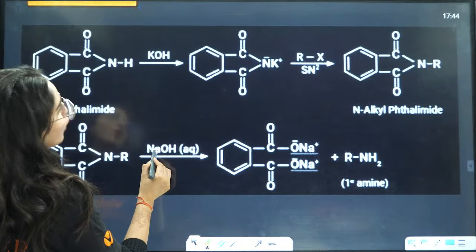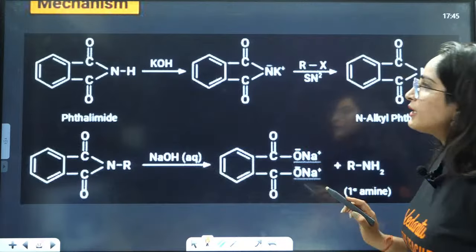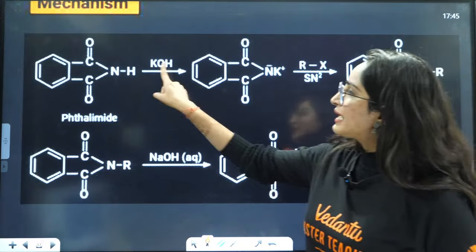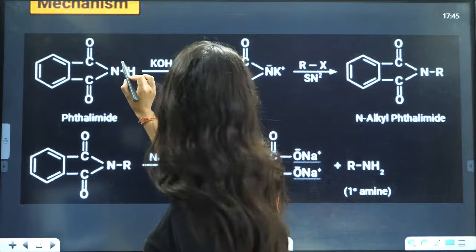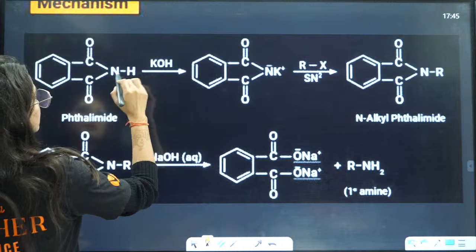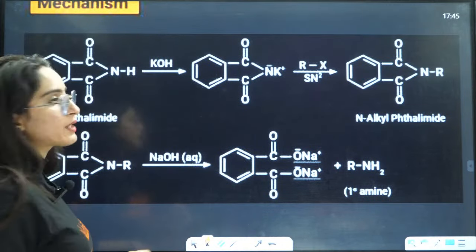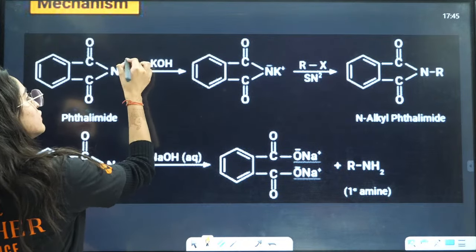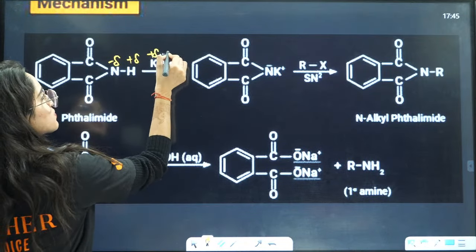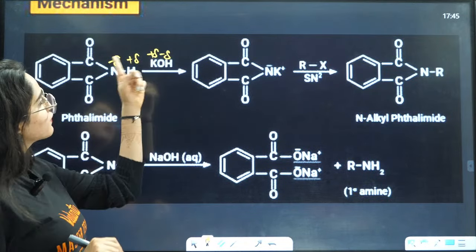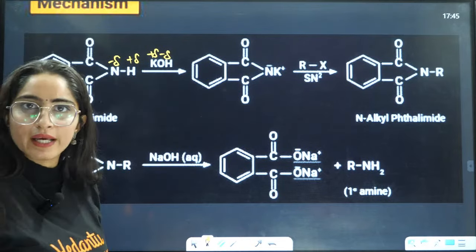Okay, so now you have, this is your full-fledged mechanism. Now let us see what will happen. Firstly, when you add KOH into it, this nitrogen is negative, this is positive, right? Because in comparison to nitrogen, this is more partially positive, this is partially negative. So this positive will be replaced and you will have the placement of K positive over here, right?